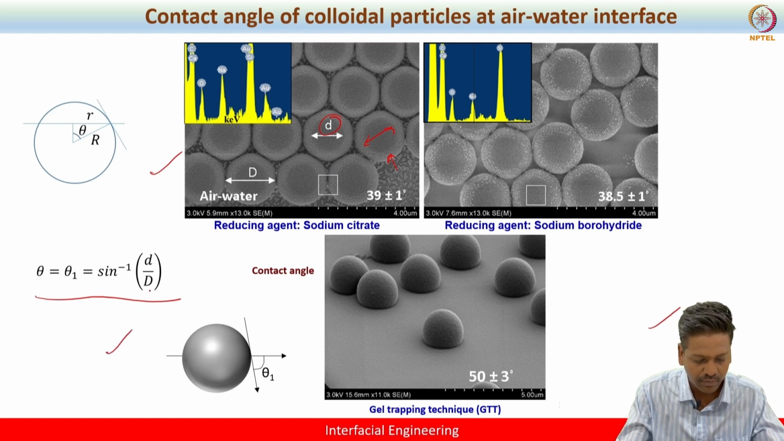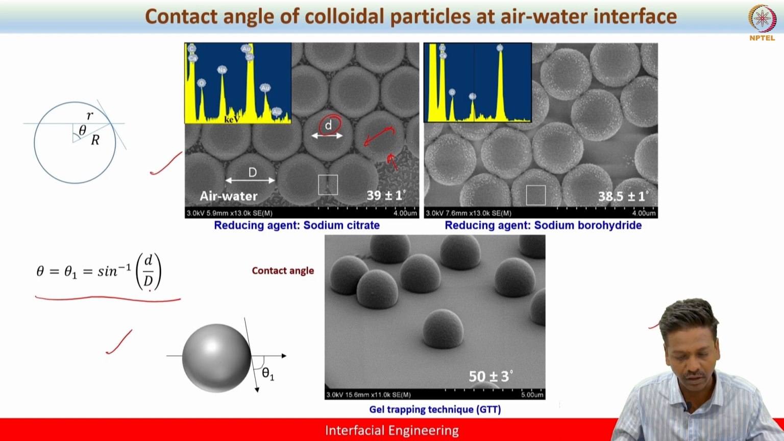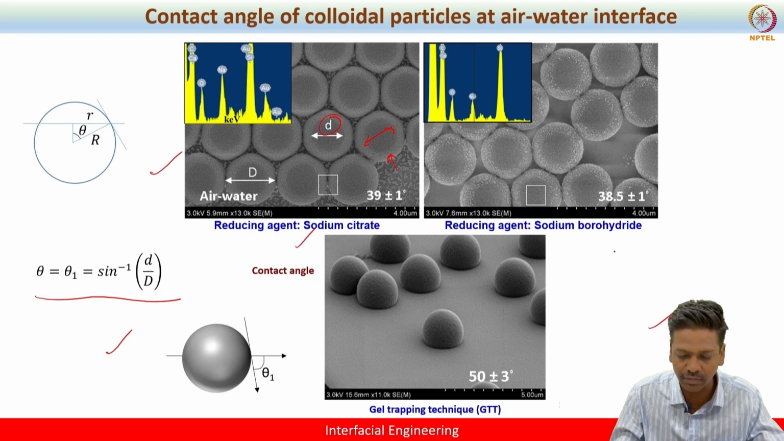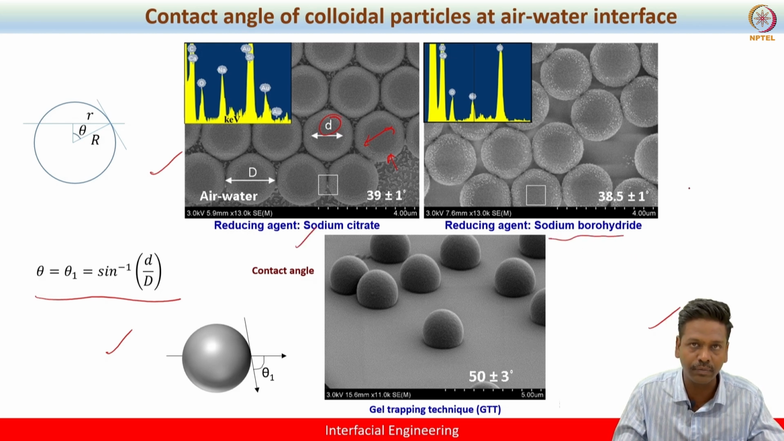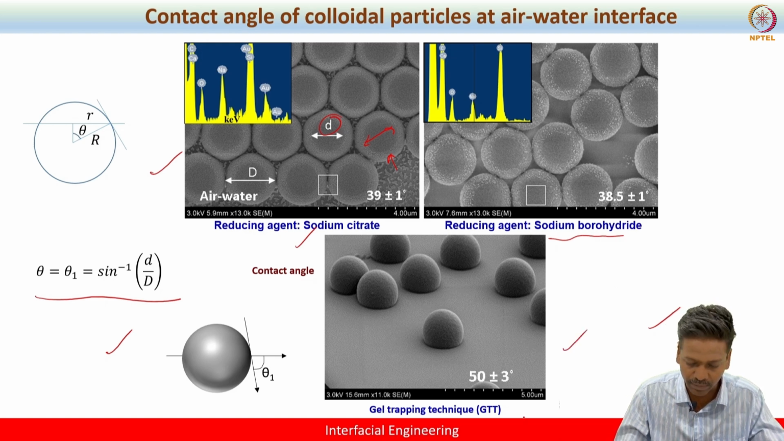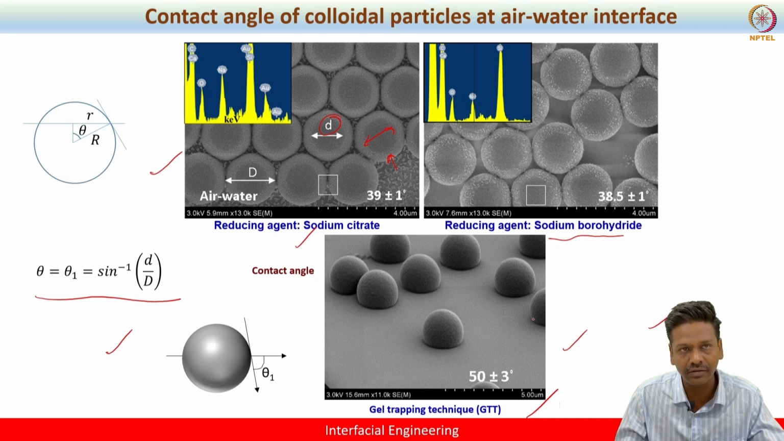In this way you can measure the theta for hydrophilic particles, for which theta is less than 90 degrees. You can also use a different reducing agent, but one can prefer sodium borohydride because this measurement can be done at room temperature. We have also compared this method with the gel trapping technique. Although there is some fluctuation, there is a good amount of agreement between these measurements, right?